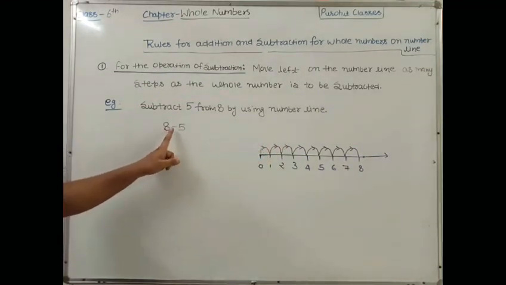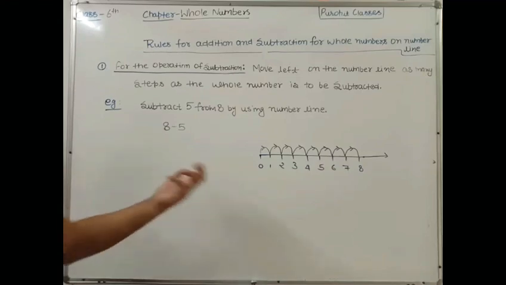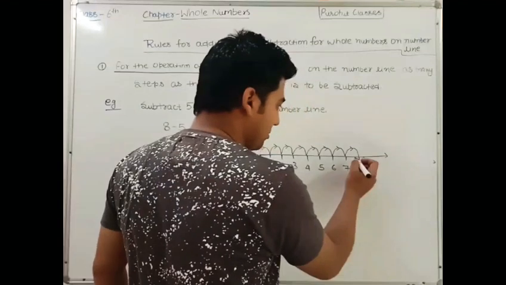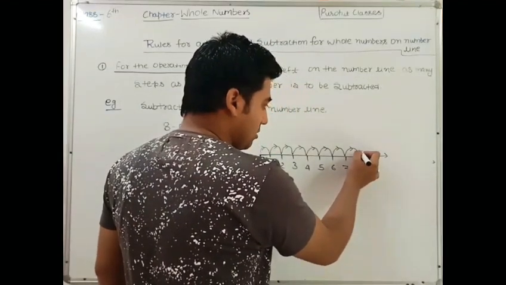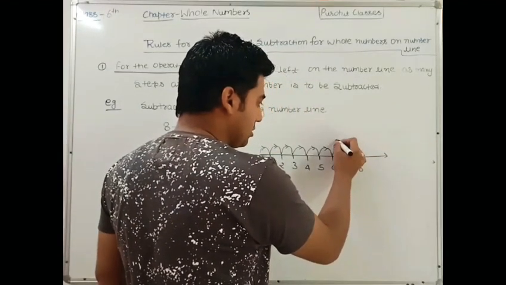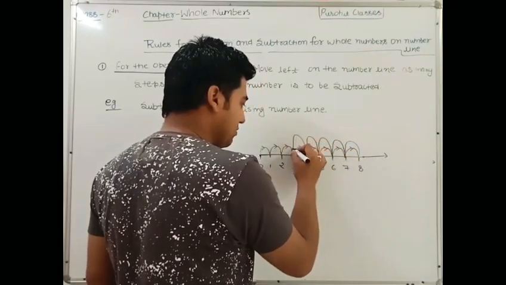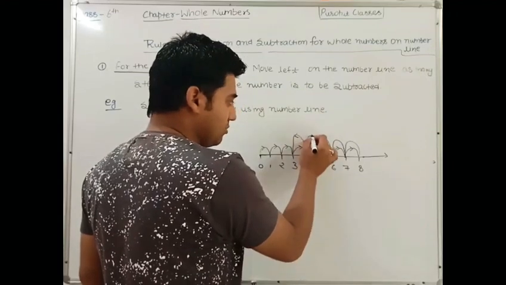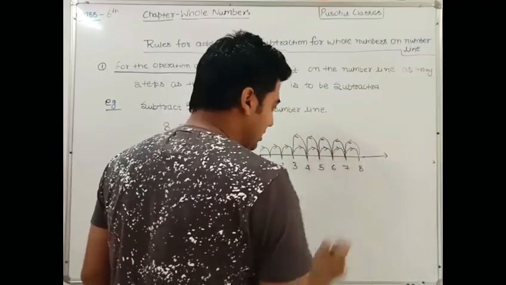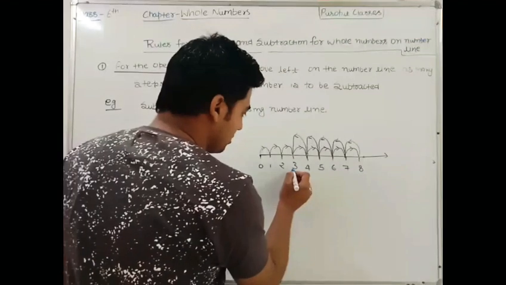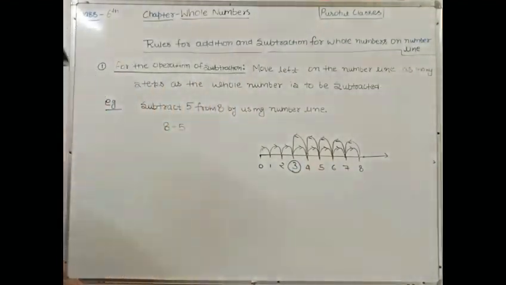Now what is the second thing? We have to subtract 5. Subtract means left hand side, and how many steps? 5 steps towards left. So let's come from here. So this will be 1 step, 2 step, 3 step, 4 step, and this is the 5th step. Since I am moving to the left side, I am making the sign here. Getting or not? Okay, so this is our answer, 3. And now you can check, 8 minus 5 is equal to 3.